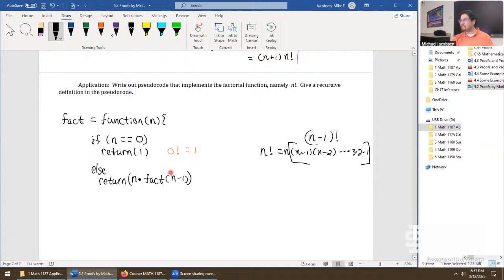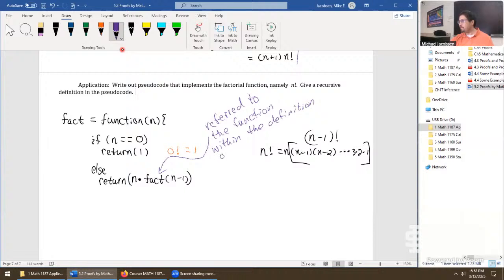That's wild, right? Because what I've done, and this really looks badly circular, but somehow it's not, this is weird. I have referred to the function within the definition of the function. It's not circular. This is just what we mean by recursive. We have a recursive definition.